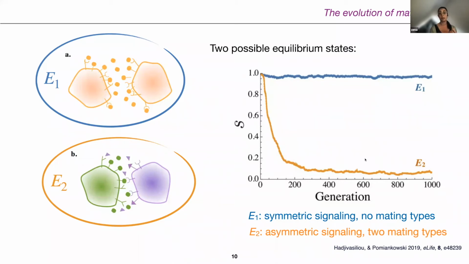So the second state is a fully polarized or asymmetric signaling state that is equivalent to having two mating types. And the question here is what determines which one of these two equilibria is stable. I think it's also interesting that we do not see an intermediate state where all three of these types are present. So the question now is, what determines whether we're in equilibrium 1, where signaling is symmetric and we essentially don't have any mating types, versus equilibrium 2, where signaling is asymmetric and we have a population with two mating types. So sexual asymmetry has begun to evolve.